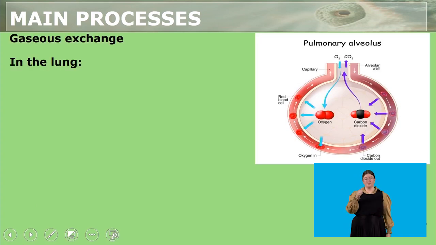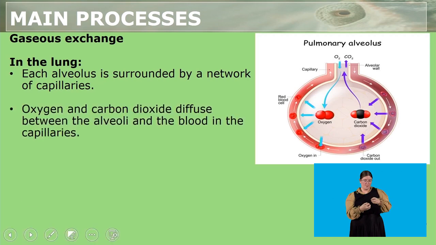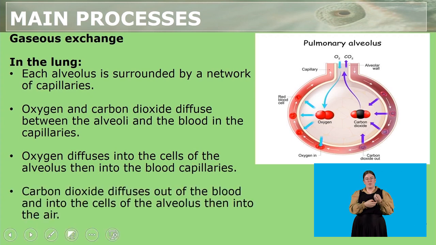Okay, we have gaseous exchange in the lung, and here it happens in each alveolus, which is surrounded by a network of capillaries. The oxygen and carbon dioxide diffuse between the alveoli and the blood in the capillaries. The oxygen diffuses into the cells of the alveolus, then into the blood capillaries. Carbon dioxide diffuses out of the blood and into the cells of the alveoli, then into the air.